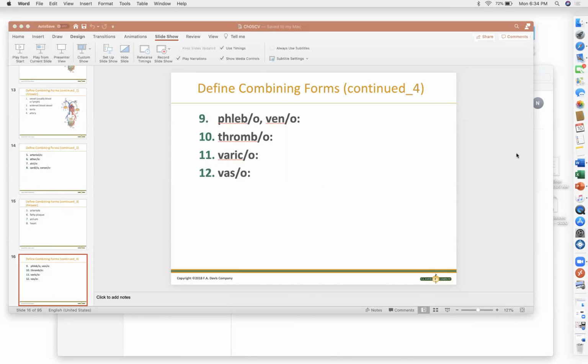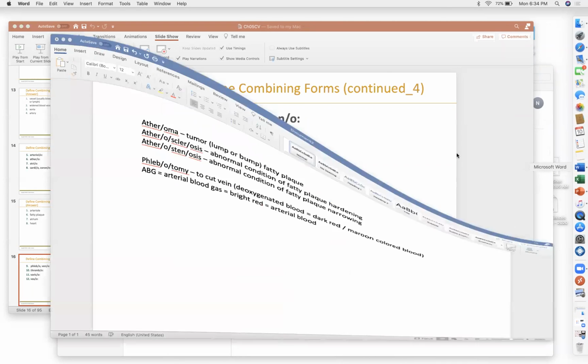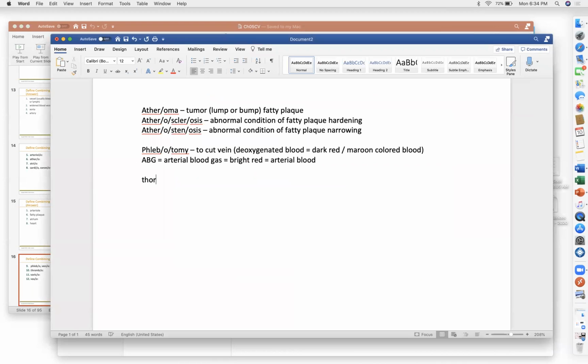Thrombo. Now, thrombo is clotting. So let's look at some common words that deal with clotting. Thrombosis. We already know osis means abnormal condition. You know that from up top and from my notes. So if you're clotting too much, right? Oops, I spelled thrombo wrong.